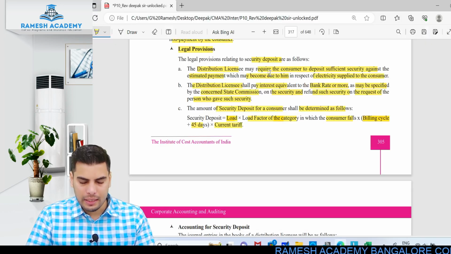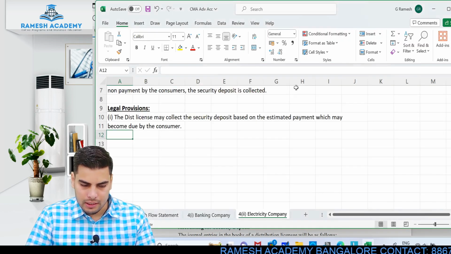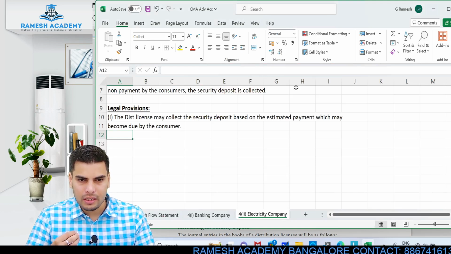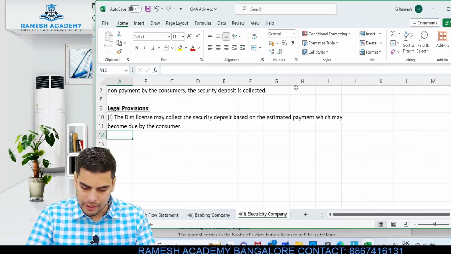Then the next thing is the distribution licensee shall pay interest. So they will not only collect this deposit amount, but along with it, they will also be liable to pay some interest.